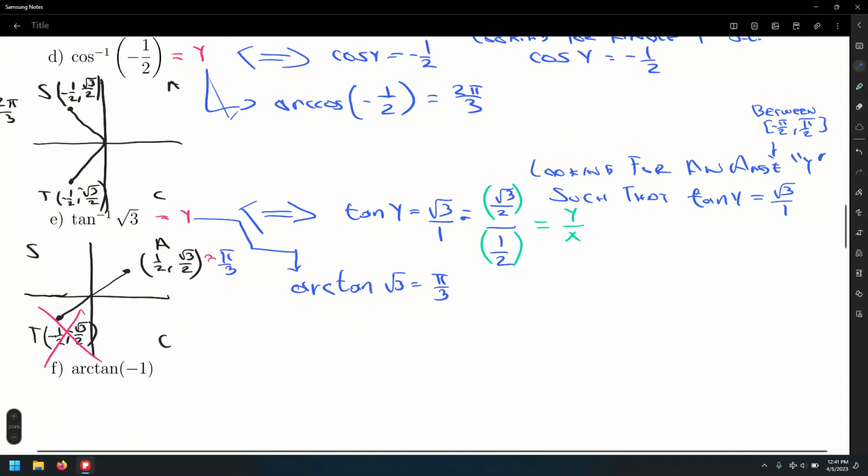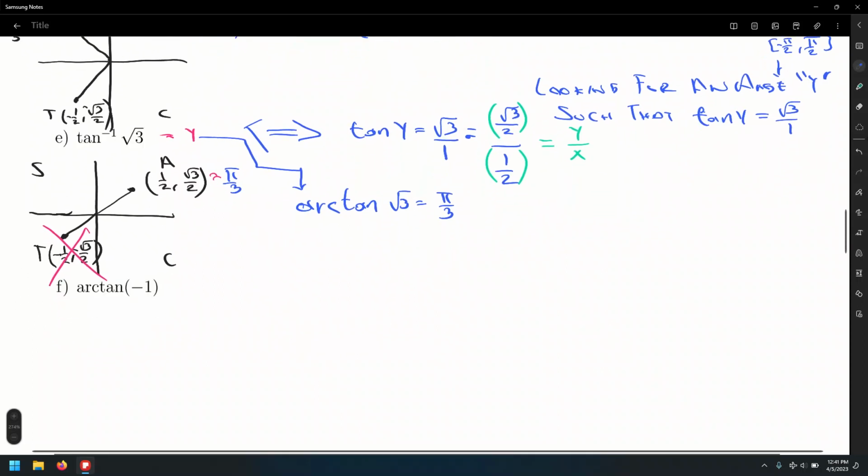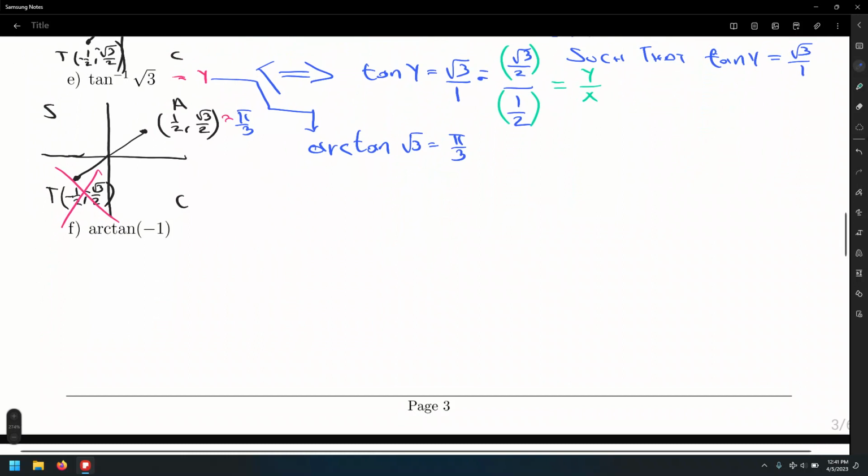Tangents and cotangents get a little tricky. We need to think a little backwards in a way, like what we did here. Yeah, all right. So let's see. What about letter F? Arctangent of -1. Let's do another arctan. All right. Arctangent, that's number 1.